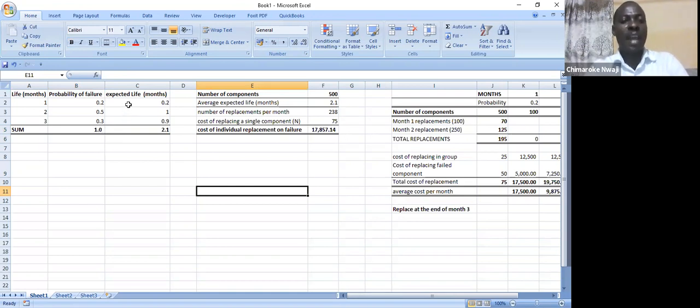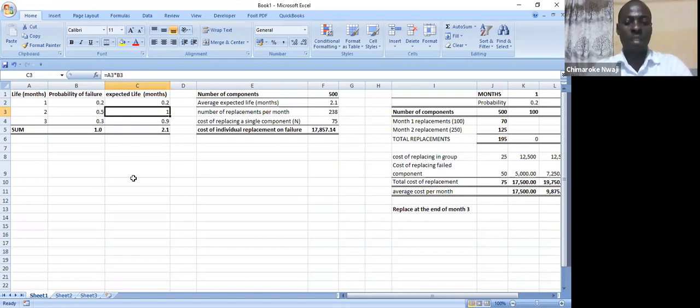Now, what is the expected life in months? In the first month, the probability is 0.2, so 1 multiplied by 0.2 gives you 0.2. In the second month, we have 2 multiplied by 0.5, which gives you 1. And in the third month, we have 3 multiplied by 0.3, which gives you 0.9. If you add them together, you have 2.1 months expected life.